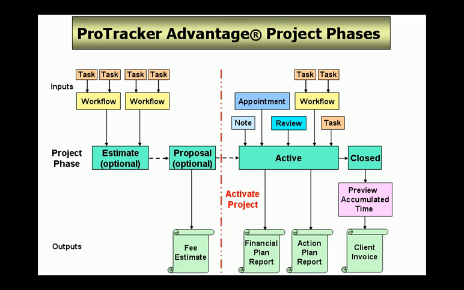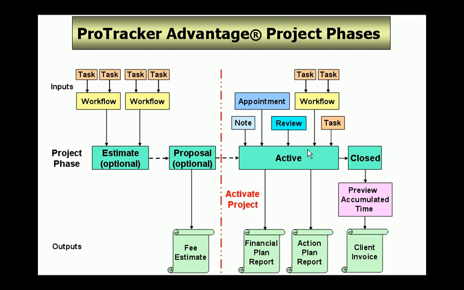To review, there are 4 phases of a project: the estimate phase, the proposal phase, the active phase, and the closed phase. You should use projects without fee estimates if you wish to skip the estimate and proposal phases of a project and go directly to an active project. There are several reasons that you may not wish to make a project fee estimate. For example, you may not be billing for the project because the client is on a fixed retainer.